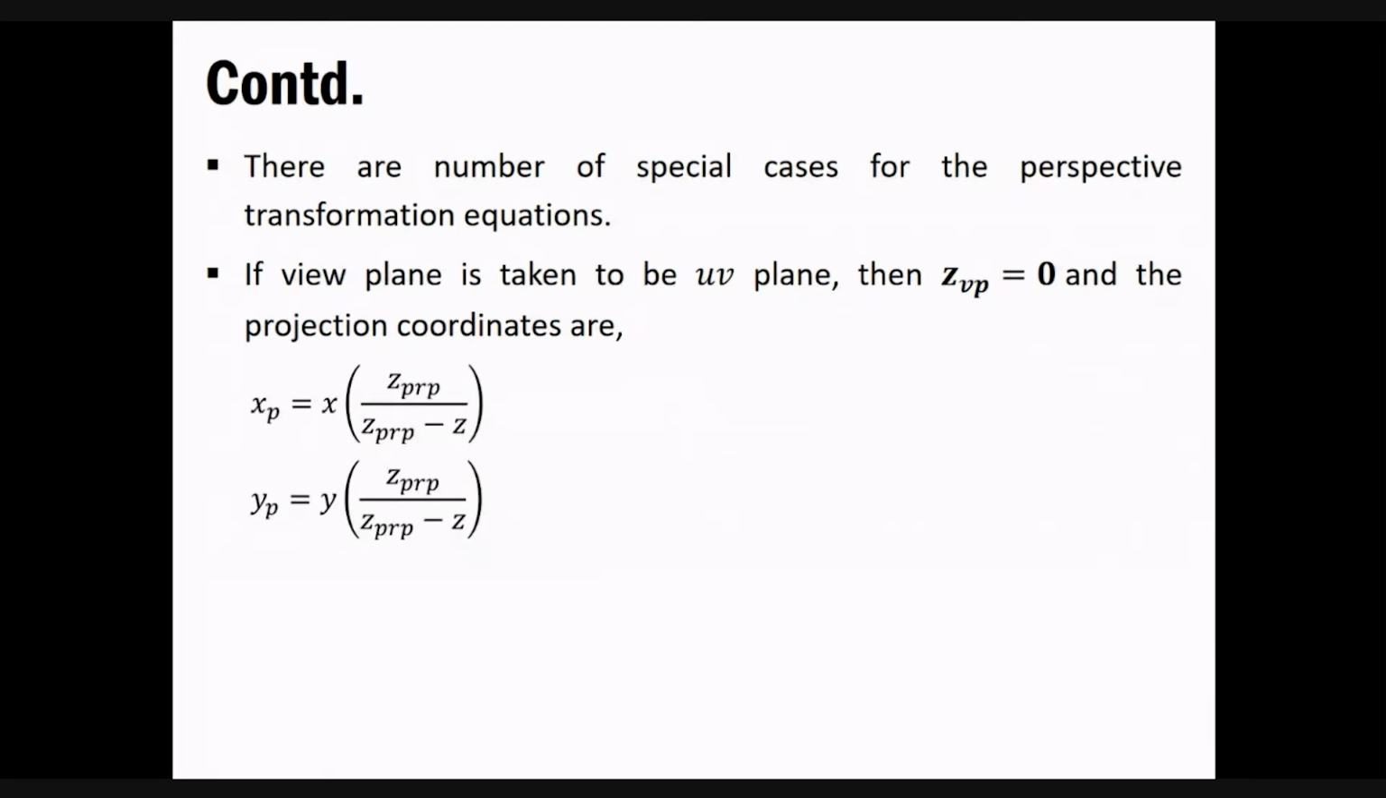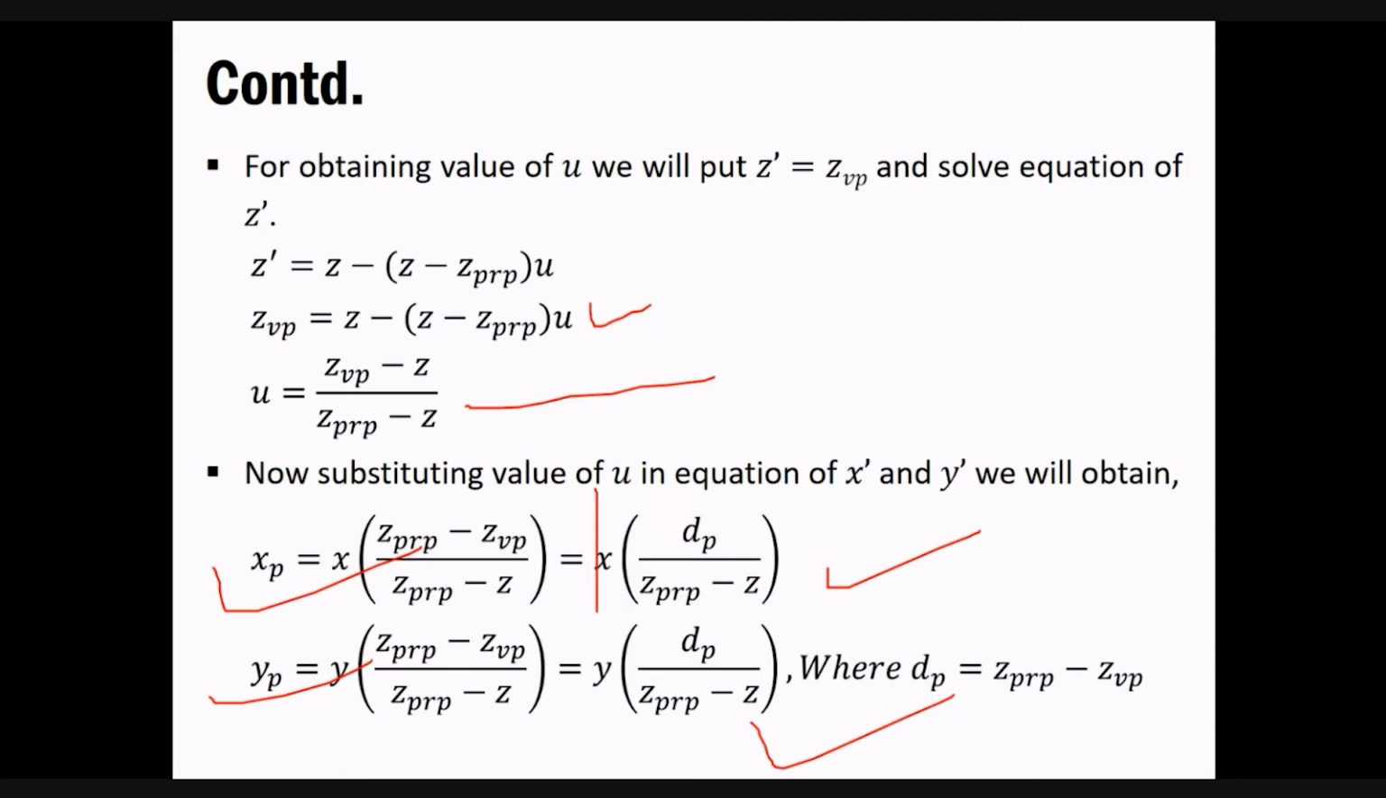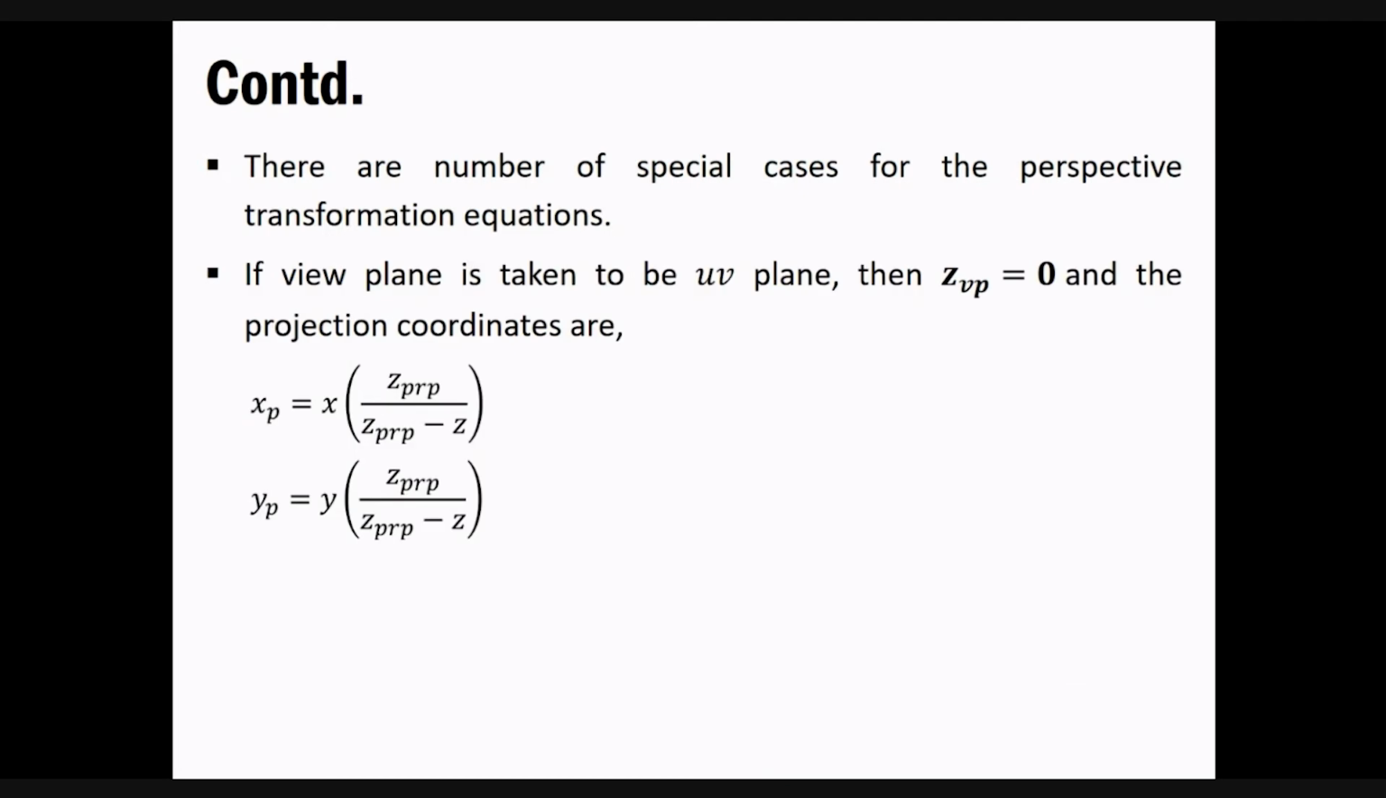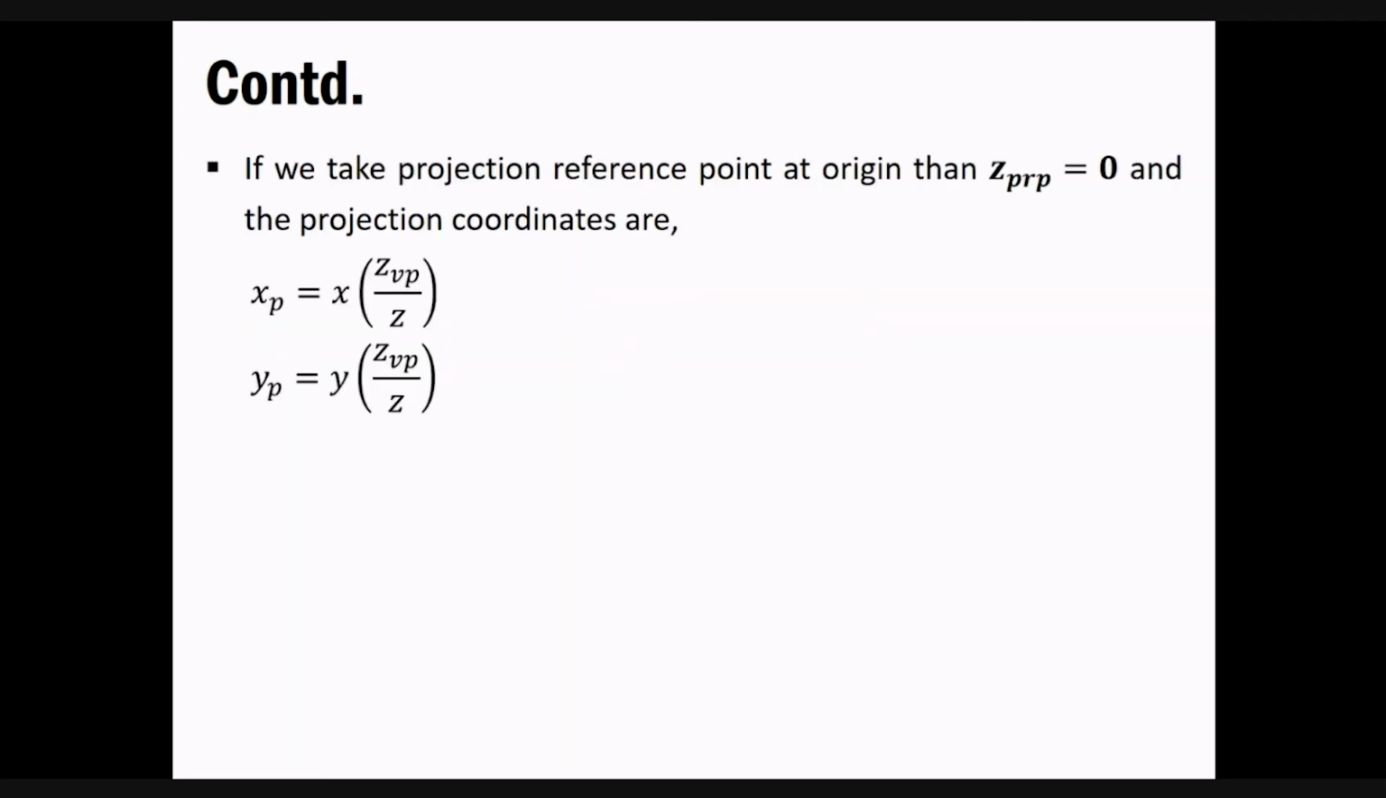If the view plane is taken to be the uv plane, then zvp will obviously be 0, and the projection coordinates we get are these. We just have to put 0 instead of zvp. Then we get the same value, zprp upon zprp minus z, as you can see in the slide. A similar thing is to be done for yp. So if this is the case for the uv plane, you have to do this.